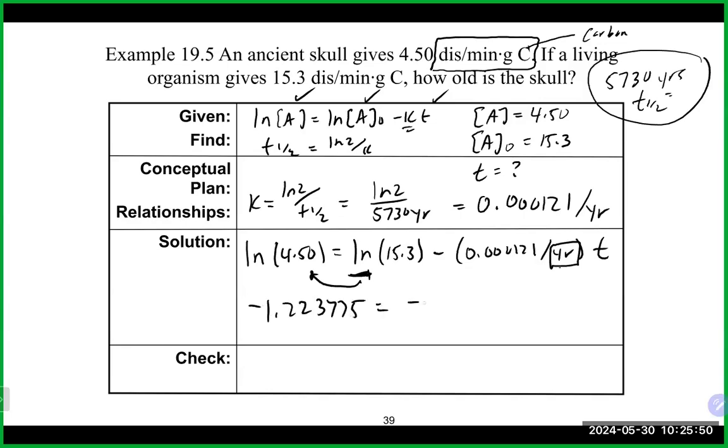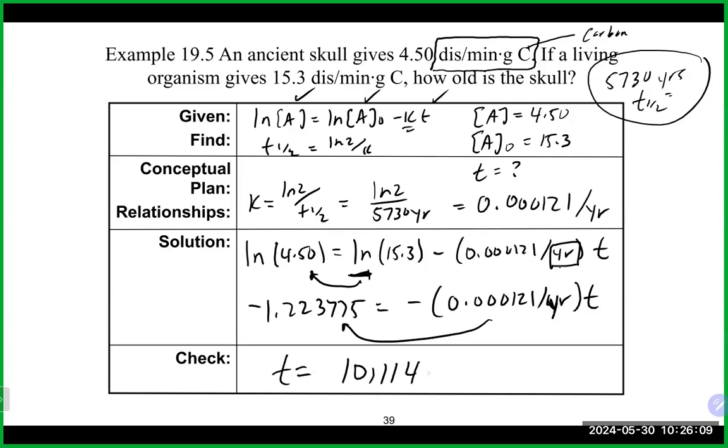1.223775 equals negative 0.000121 reciprocal years times t. We're then going to divide this to the other side, including the negative. And that will give us a time of like 10,114 years. And since everything looks like three significant figures, maybe like 10,100 years, something in that ballpark. So it's pretty old, about 10,000 years old.